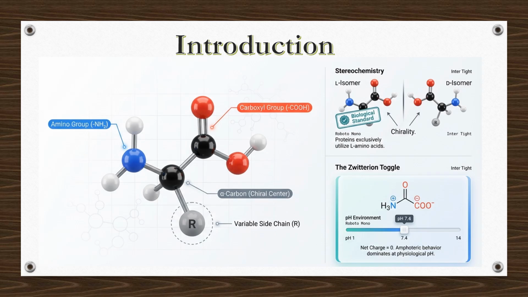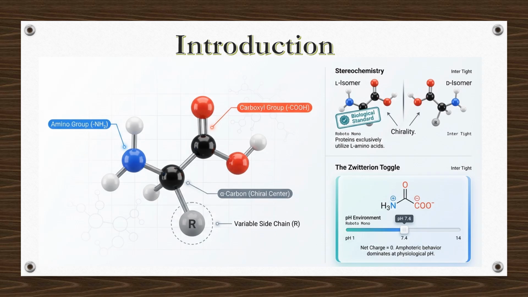In the Fischer projection, the alpha carbon is placed at the center, with the carboxyl group at the top and the R group at the bottom. If the amino group projects to the left, the amino acid is designated L, as we can see in this diagram. If it projects to the right, it is designated D. Remarkably, nearly all amino acids in proteins are L configured, a universal feature of life known as homochirality.